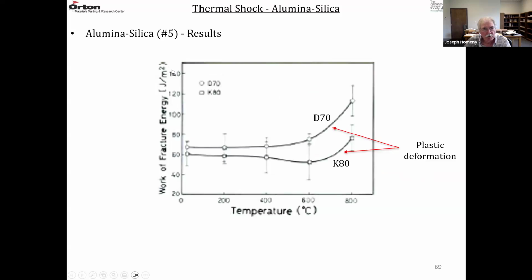Then the work of fracture in joules per meter squared versus temperature. The 80% alumina is lower than the 70% alumina. So the 70% alumina has more resistance to crack propagation. And they're both starting to increase at the highest temperature, and that's due to some type of plastic deformation process.